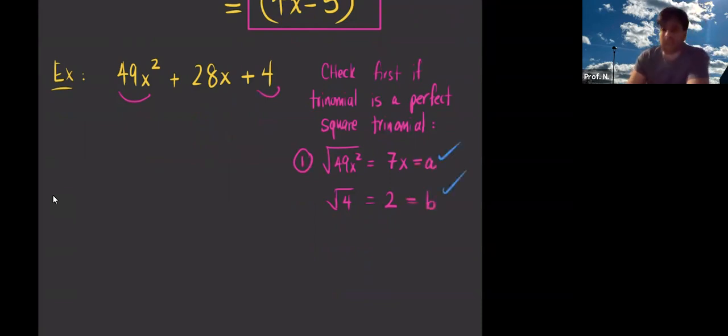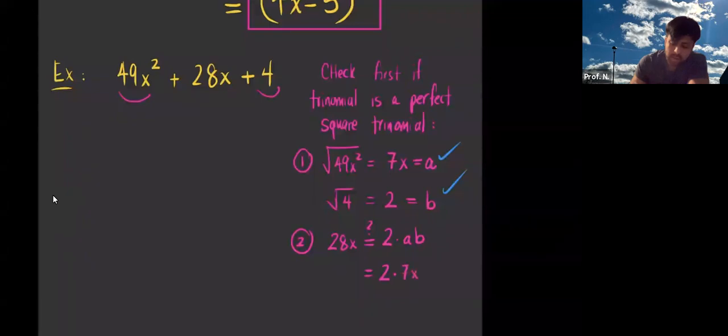So these work out. The second thing is I have to recognize, hey, what happens in the middle? Is 28x equal to 2 times ab? Which means that if I multiply 2 with a and b, which is 7x and 2, do I get 28x? Well, 2 times 7 is 14, times 2 is 28.